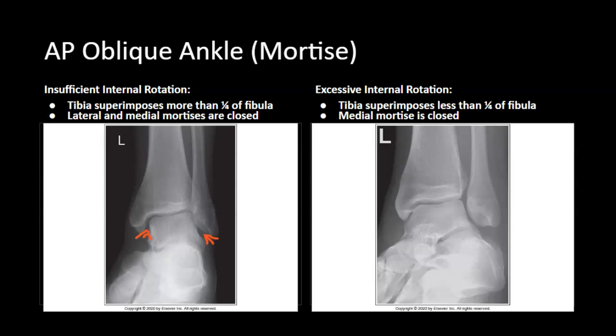and they should be demonstrated as open. In excessive internal rotation, the tibia will superimpose less than 1/4 of the fibula again, but the medial mortise is only demonstrated as closed. Typically, the lateral will start to open.